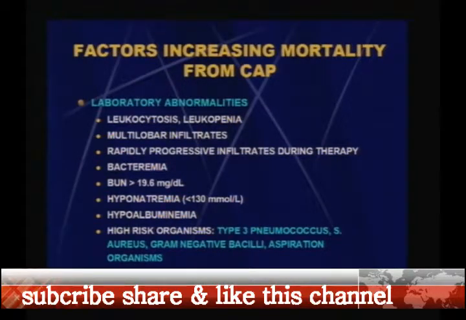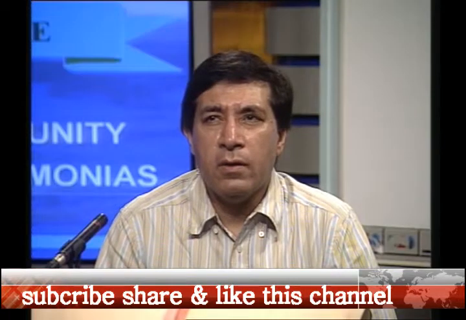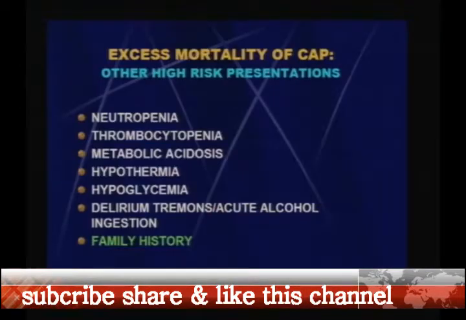Presence or absence of bacteremia is an important factor in deciding mortality. Again, the effect on the blood urea nitrogen, sodium, and albumin. The other factors, as I mentioned to you, are the effect on neutrophils, platelets, blood glucose, and history of alcohol.